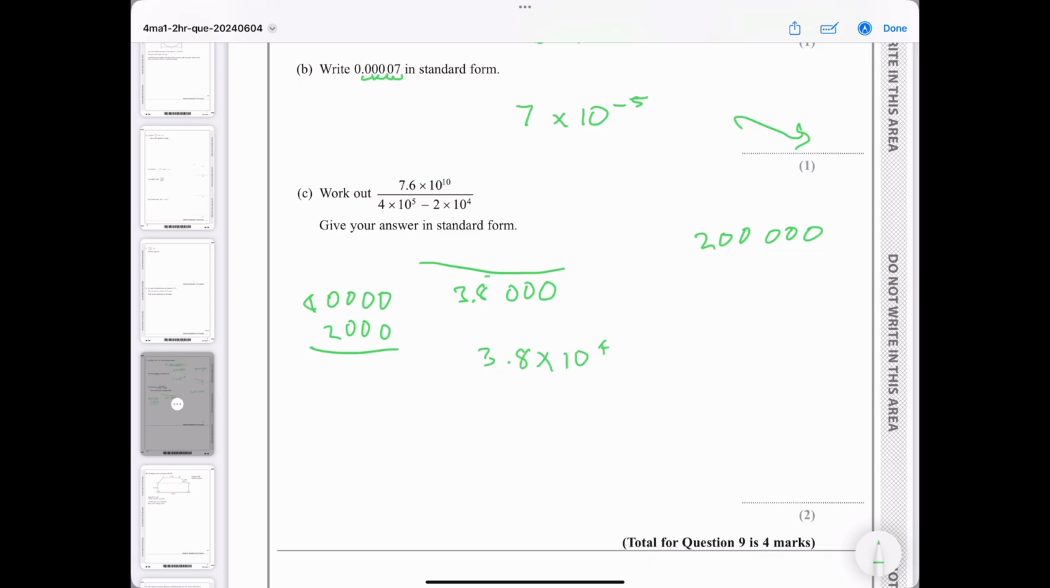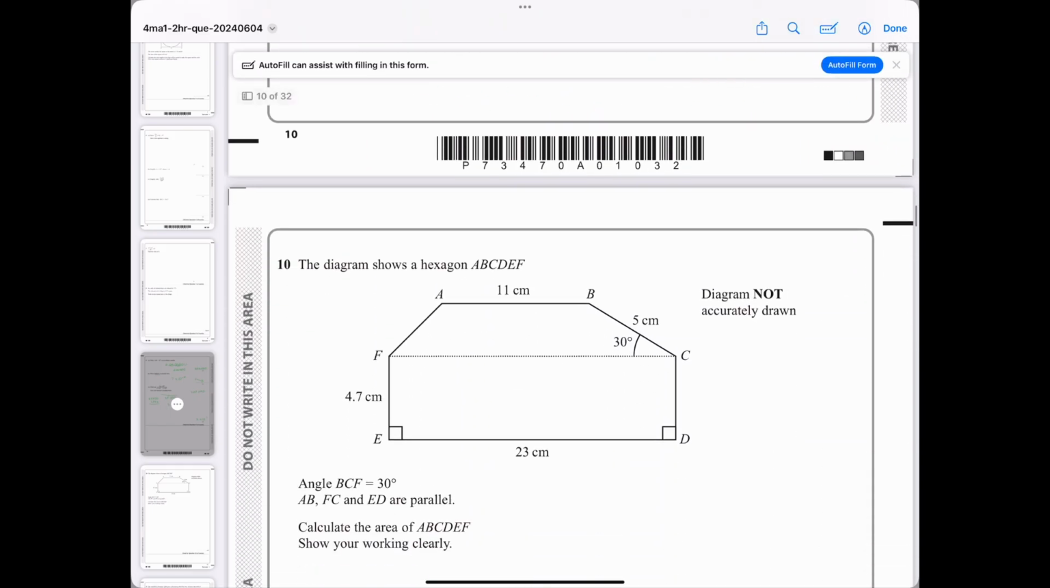Yeah, that works because that's half of 7.6 and that's 10 to the power 6. So that means that's 2 to the power 2 times 10 to the power 5. 1, 2, 3, 4, 5. Okay, I'll take that. I think I'm just one out in terms of looking at it.